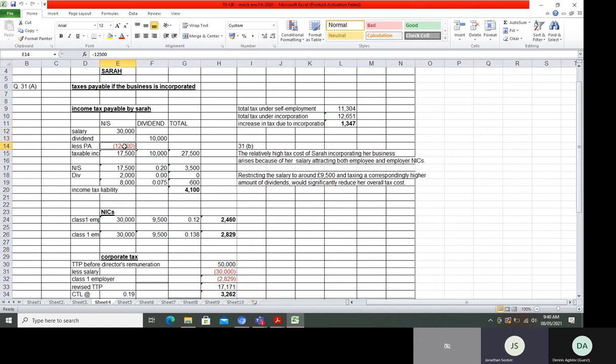We take off our personal allowance, we get the taxable figures. So right, we tax the non-savings. So we have 7,500 at 20%. Then for dividend, we have 10,000, but we know 2,000 will only go for 0%. The remaining dividend is also within the basic band at 7.5%. So this is the income tax Sarah is going to pay.